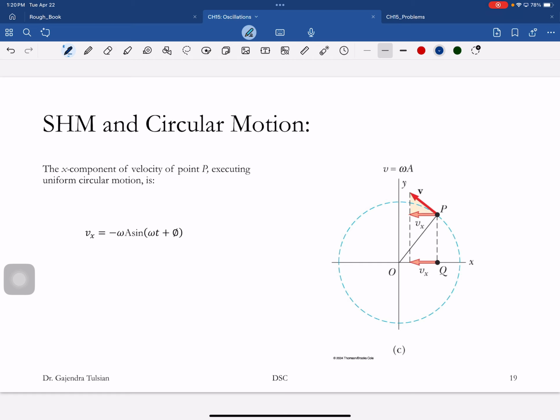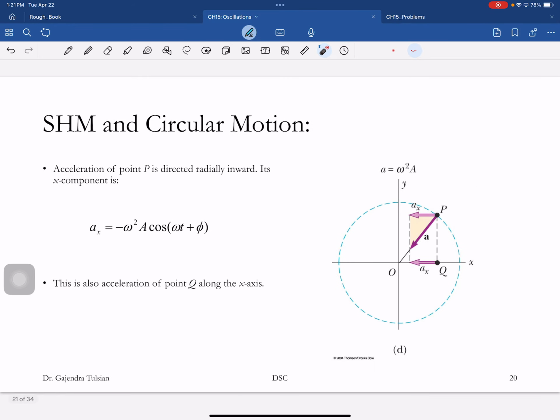All right, these slides illustrate that. I'm not going to go through the derivation. So here is a uniform circular motion. This point is going at constant speed. Of course, it's accelerating because the direction is changing. And this component of the velocity is equal to that velocity, which is the velocity of a mass attached to a spring. And this is the acceleration. This component of the acceleration is equal to that, which is the acceleration of that mass attached to the spring.